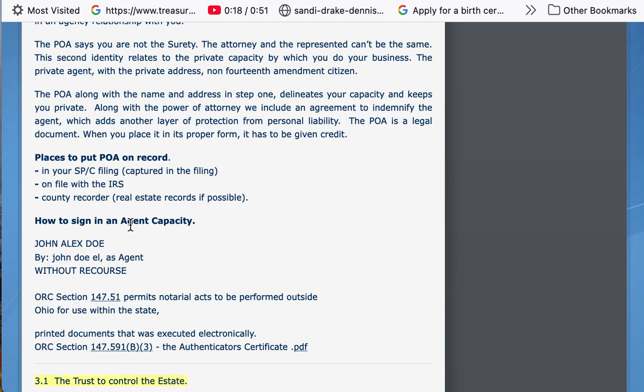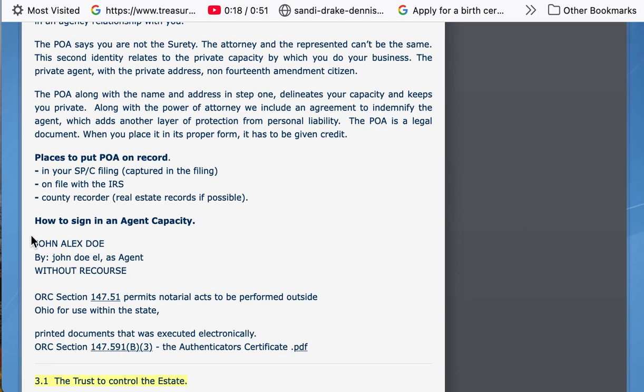Again, how do you sign in an agent capacity? This is one way that you would sign as an agent. And this is very important. Those who are doing personal status correction or in this movement, you protect yourself not only by signing without recourse or all rights reserved, but in specific matters, and you would be the one to make the determination when it's necessary.